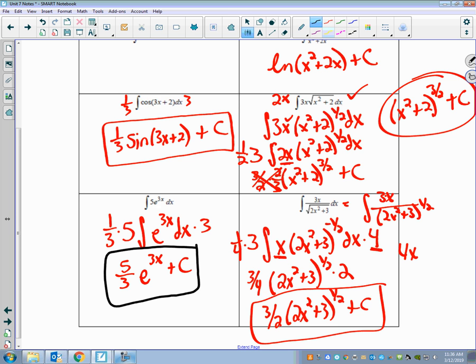Okay? And so if you look at the next set, it's just some more examples when things get a little crazier. And so that's what we'll pick up tomorrow.